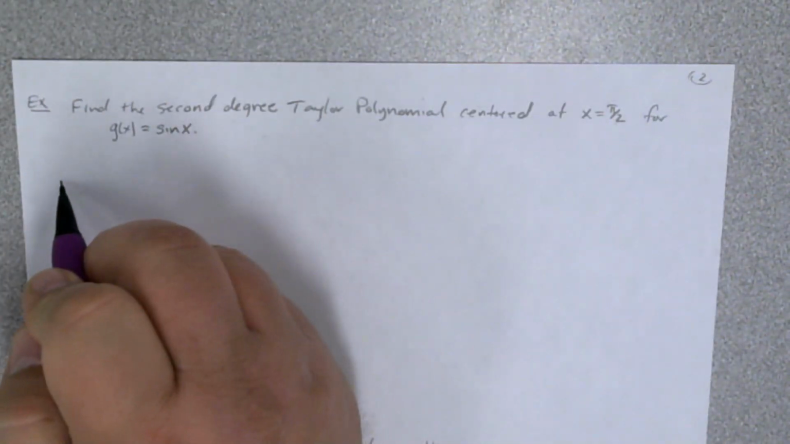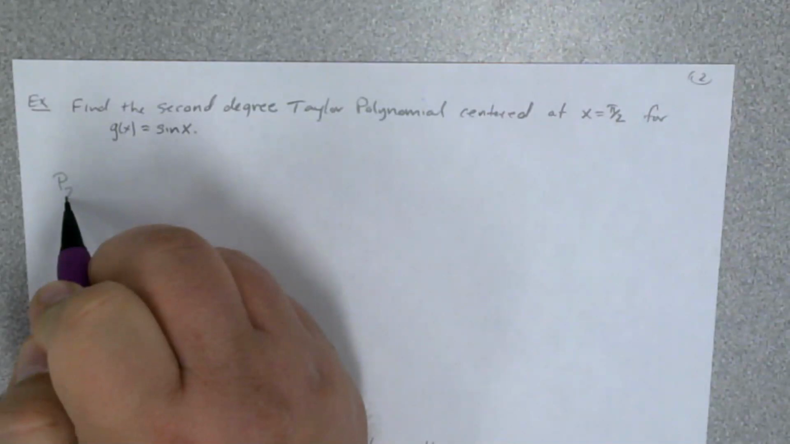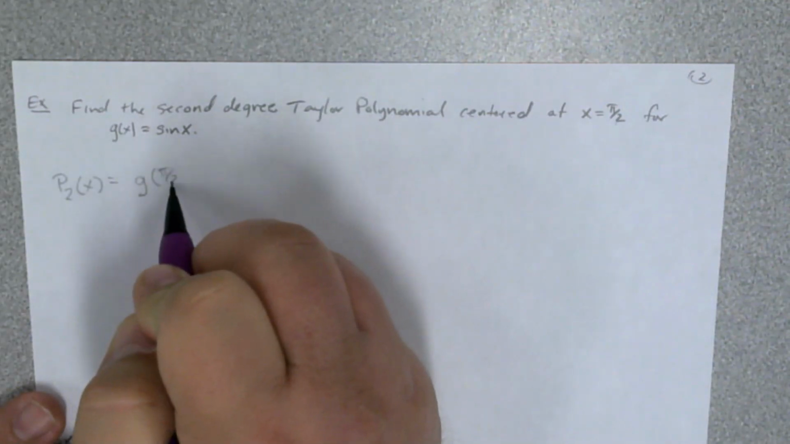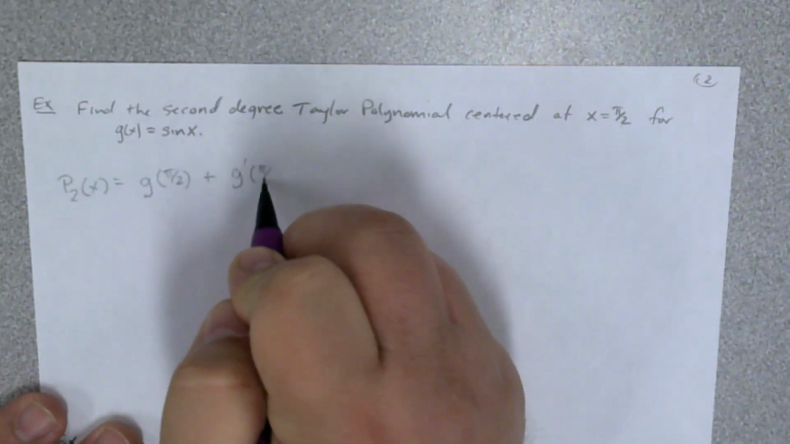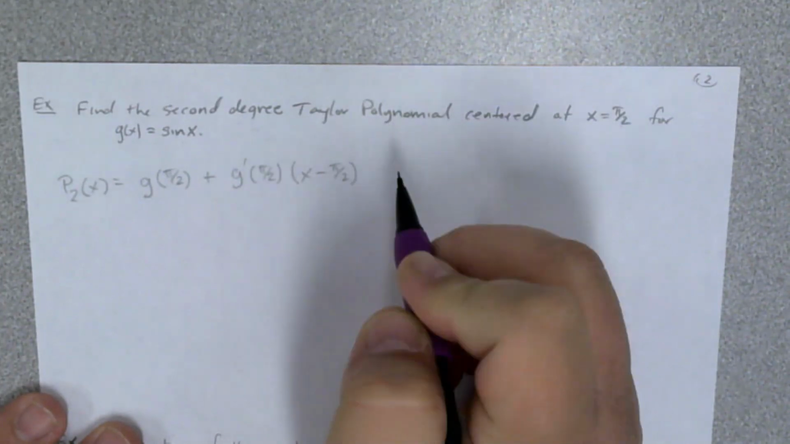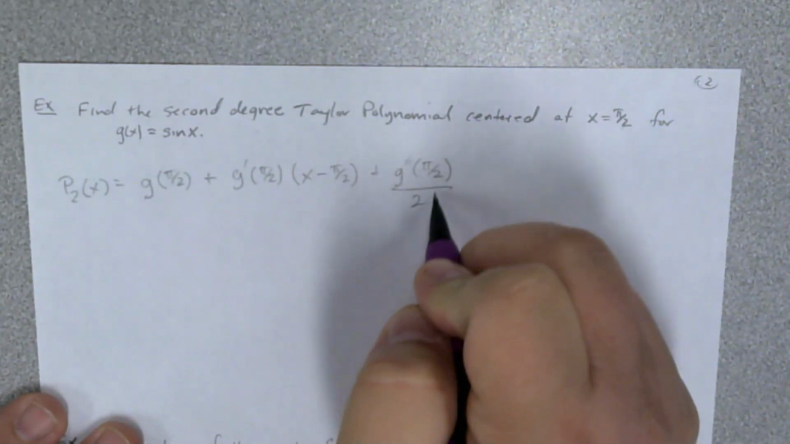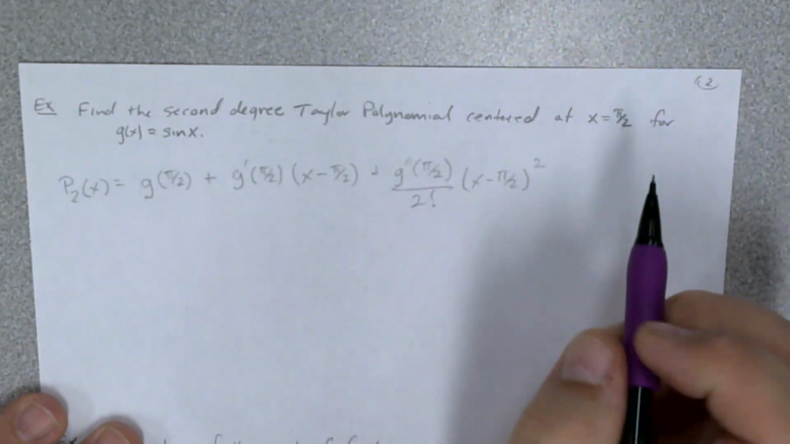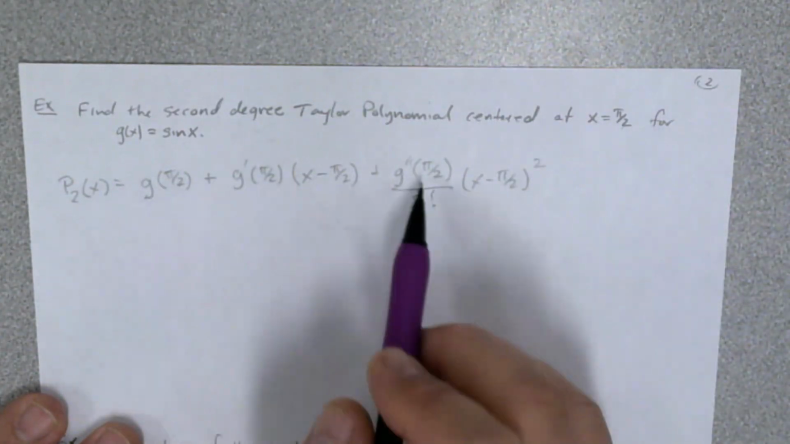Then you can come over here and write out your generic form based off of the formula that we had. We want a second degree Taylor polynomial. It's going to be the function at the point plus the derivative of the function at the point times x minus the point, and then the second derivative at the point divided by 2 factorial times x minus pi over 2 squared. And because I want a second degree, we stop there. So we need to find these values right here.